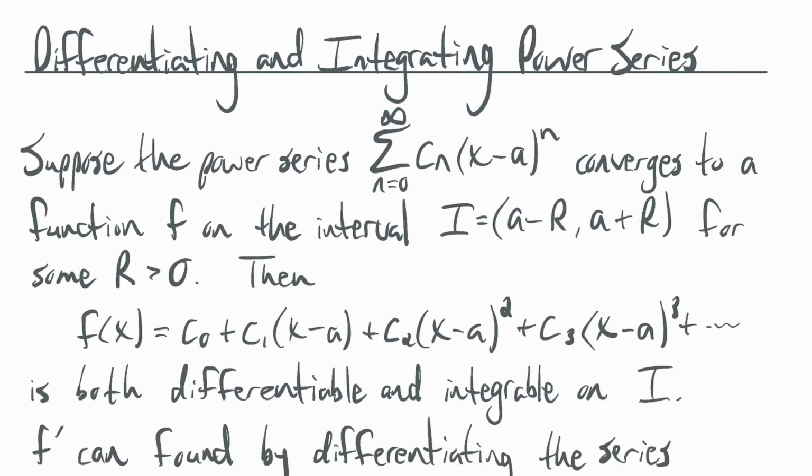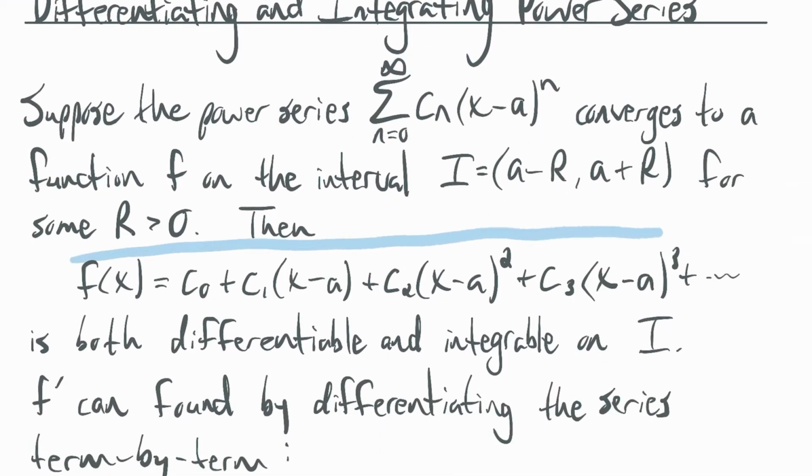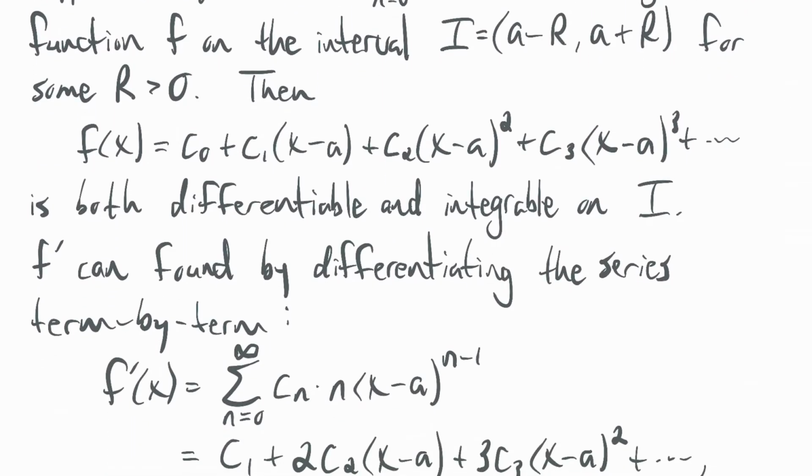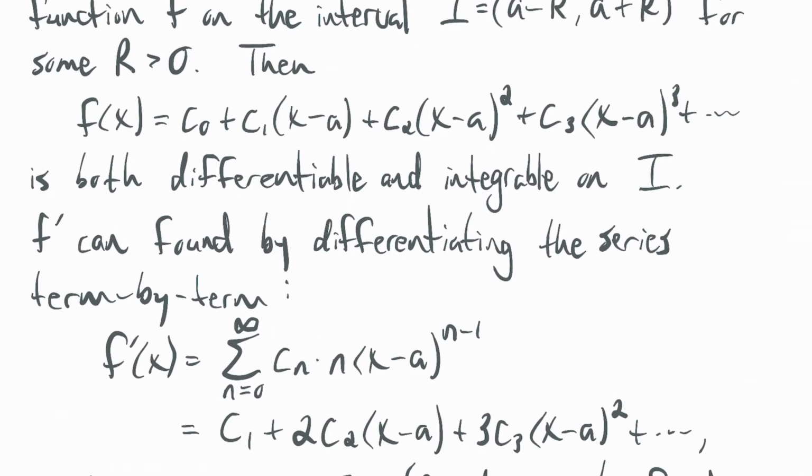Then the function defined by f of x equals c sub 0 plus c sub 1 times x minus a plus c sub 2 times x minus a squared plus c sub 3 times x minus a cubed. This is the power series. It is both differentiable and integrable on the interval I. f prime can be found by differentiating the series term by term.